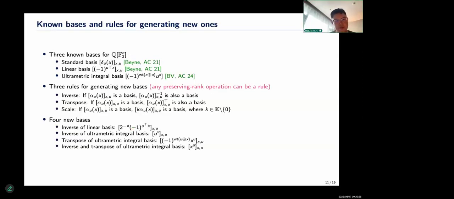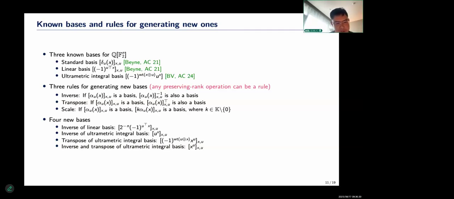Now the problem is to find some bases. We already know 3 kinds of bases, called the standard basis, linear basis, and arithmetic integral basis, which are all from Ben and his collaborators' papers. Because every matrix that is full rank can be used as a basis, any operation that can preserve the rank can be used as a rule to generate new bases from known ones.